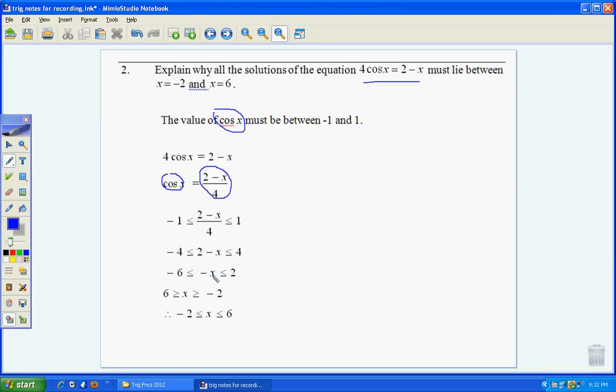Then minus x, if we multiply that by negative 1, all the others get multiplied by negative 1, and so the signs will change as well. So we get x is greater than minus 2, and x is going to be less than 6. So we've solved cos of x basically between minus 1 and 1, and then the other function that must be equal to cos x gets solved between minus 1 and 1.